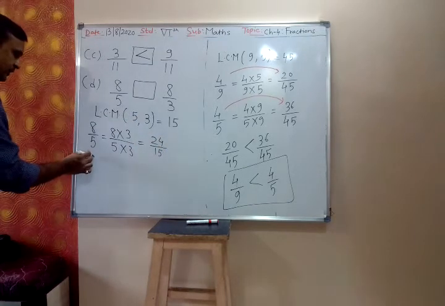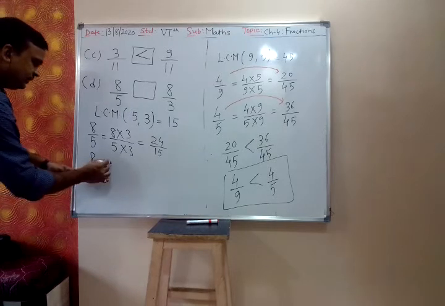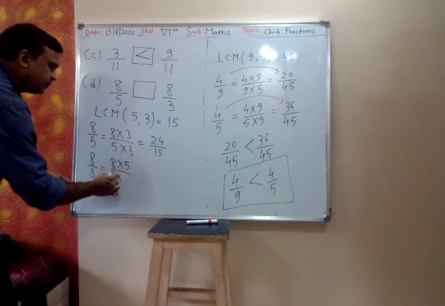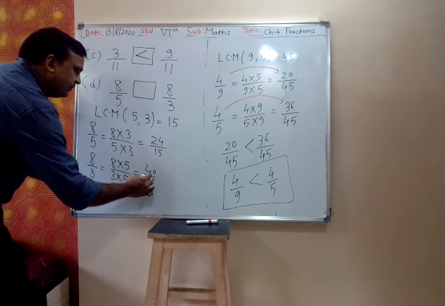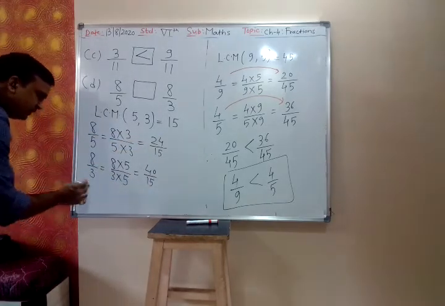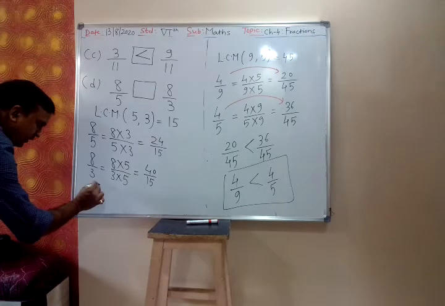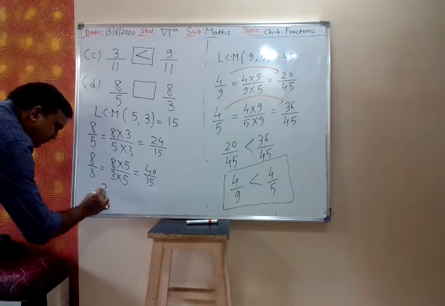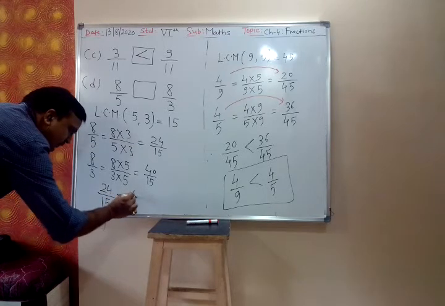Similarly, 8 upon 3: I want the denominator 15, so multiply and divide by 5. 8 into 5 upon 3 into 5, so that is 40 upon 15. So now we have 24 upon 15 and 40 upon 15. Now you compare: 24 upon 15 is less than 40 upon 15.